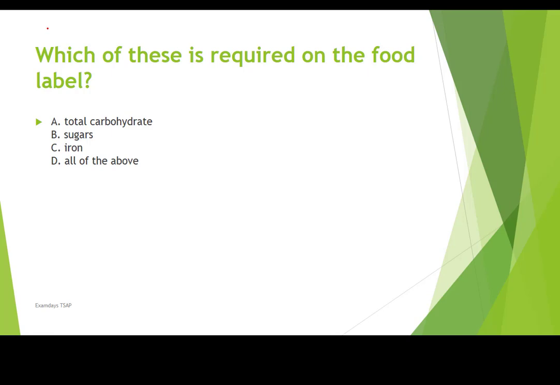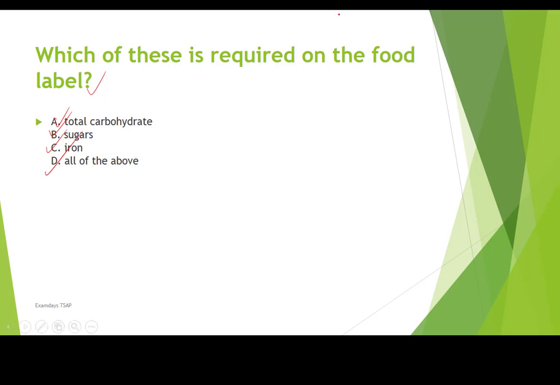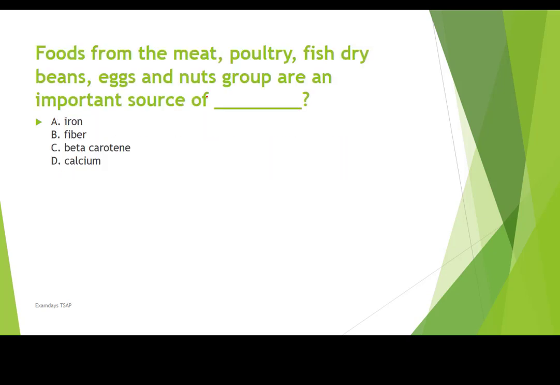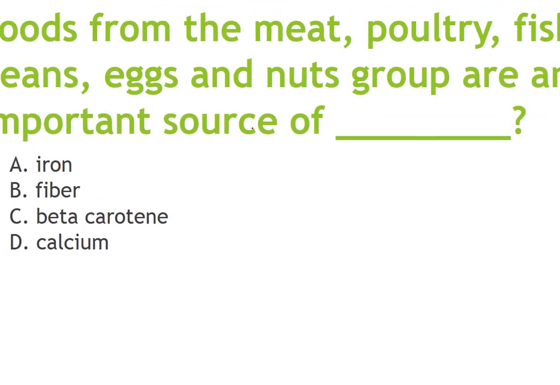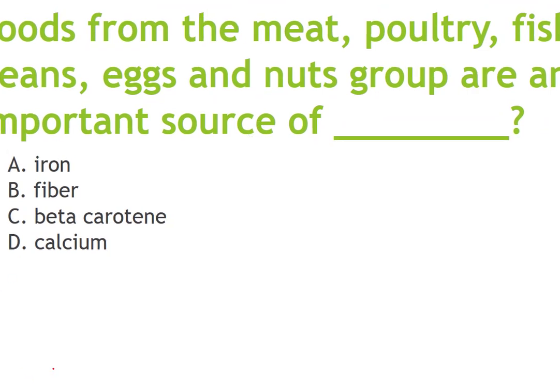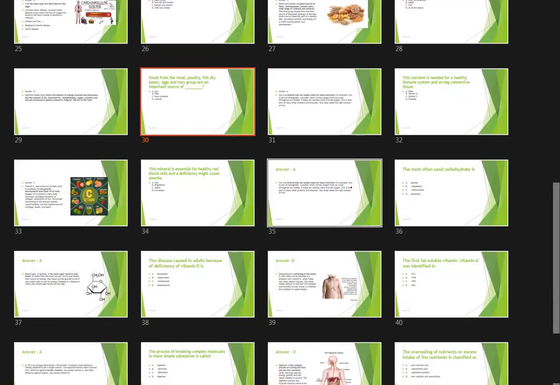Next question: which of the following is required on the food label? A, total carbohydrate, B, sugar, C, iron, and D, all of the above. All of these three things are correct answers. Moving on to the next question. Before going to the question, I need to check, there are so many questions available.